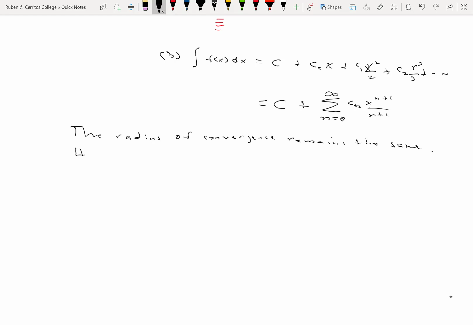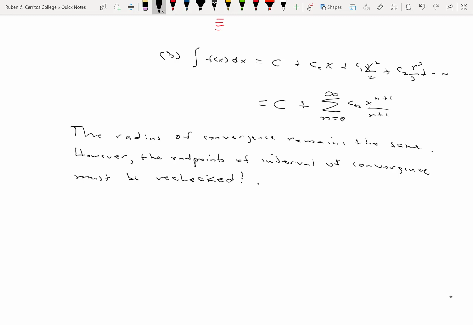However, the endpoints of the interval of convergence must be rechecked. When you integrate or differentiate a power series, you keep the same interval of convergence almost, but you have to recheck the endpoints. You have to recheck the endpoints of the interval.